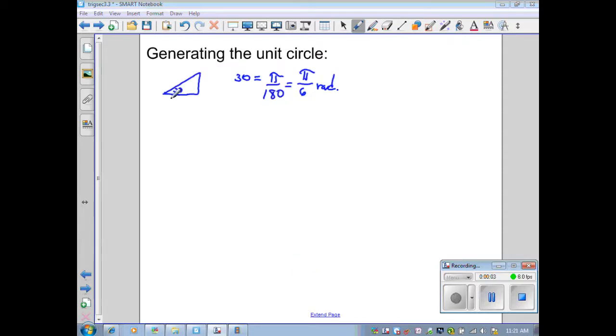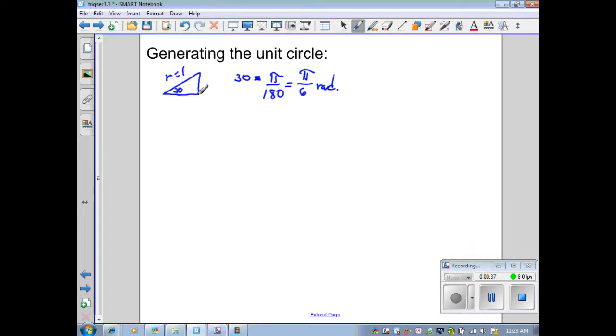From the previous slide, I generated a 30, 60, 90 right triangle inside my unit circle. Here I've done the same, and recall that I can convert a 30-degree measure into radians by multiplying 30 by pi over 180. And when I do that, that will give me pi over 6. Knowing that this triangle is in the unit circle, I know that the terminal side, or radius of the terminal side, is equal to 1 unit.